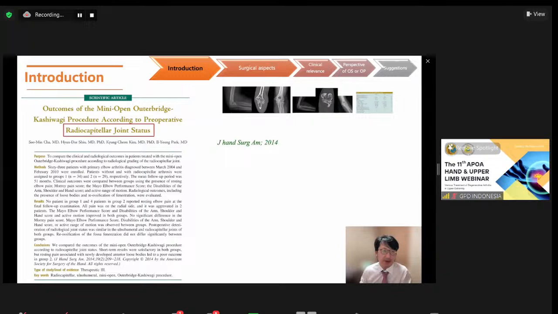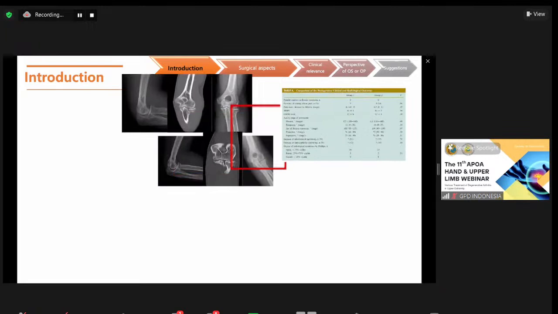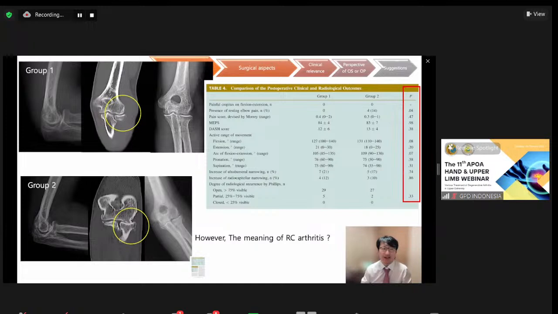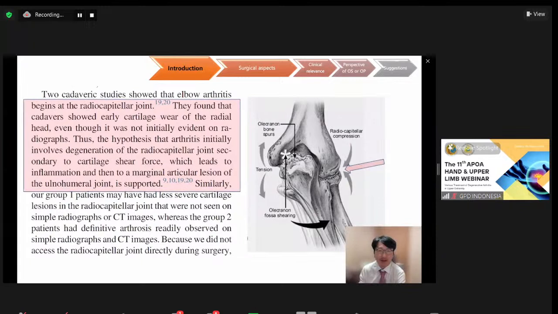In 2014, we reported the outcome of the OK procedure according to the radiocapitellar joint status in the Journal of Hand Surgery American. We categorized two groups: group one with a normal radiocapitellar joint and group two with advanced arthritic change in the radiocapitellar joint. After the OK procedure, the overall outcome was not significantly different between the groups. But what is the meaning of radiocapitellar joint arthritis? Many cadaveric reports say that even when we cannot find it on radiographs, the early lesion begins at the radiocapitellar joint. But most symptoms come from the ulnohumeral region.